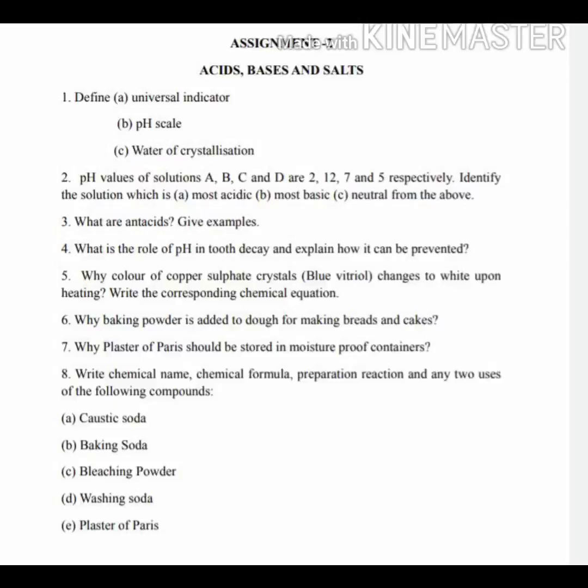Now come to question number 3. What are antacids? Antacids are mild bases which remove the acidity from the stomach. For example, baking soda, milk of magnesia, etc. Next question is, what is the role of pH in tooth decay? And you have to explain how it can be prevented.